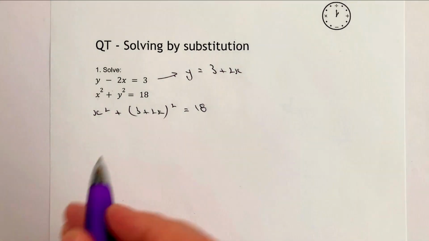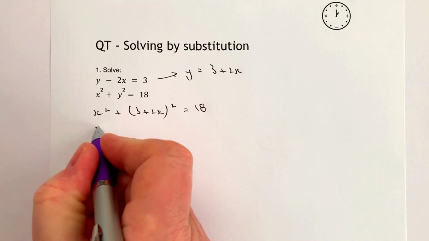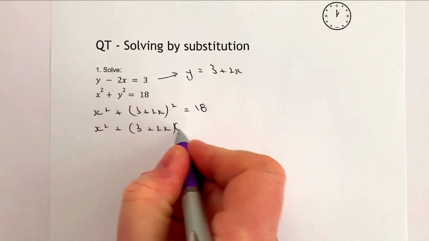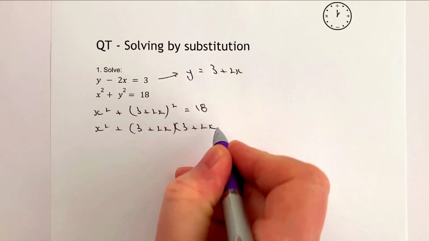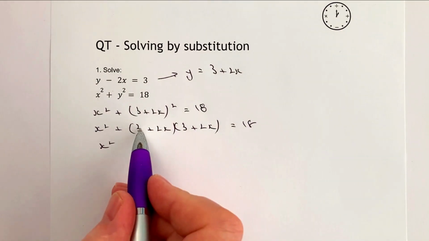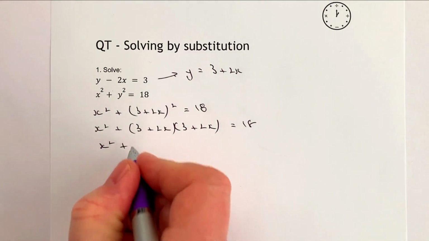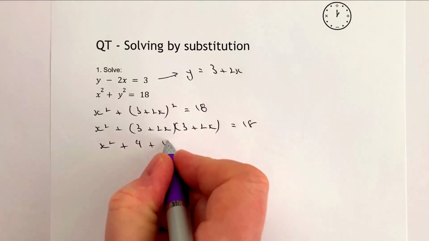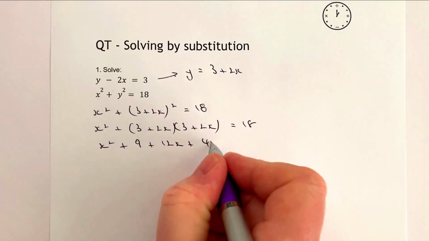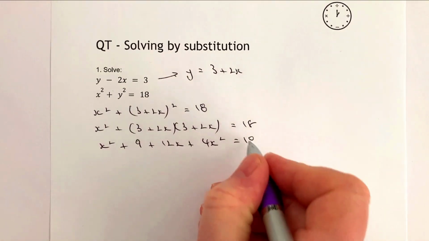So the first thing I'm going to do is multiply out these brackets. So I've got x squared plus (3 plus 2x) multiplied by (3 plus 2x), that equals 18. That's going to give me x squared, and then 3 times 3, which is plus 9, plus 12x, and then plus 4x squared, and that equals 18.